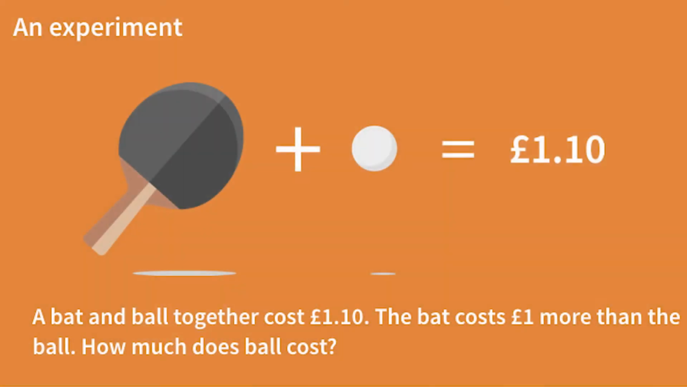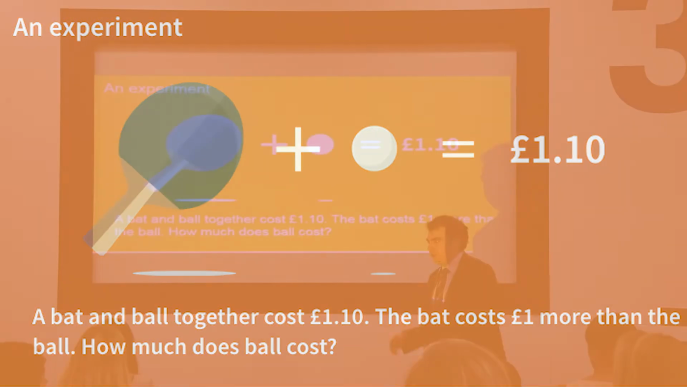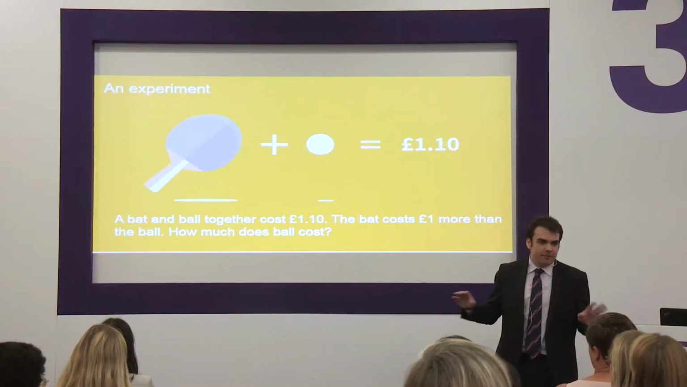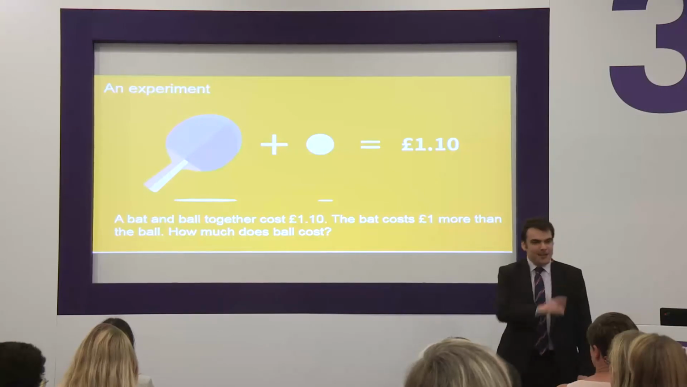So before I show you a couple of case studies, I just wanted to do a quick experiment. This is a maths question. A bat and a ball together cost £1.10. The bat costs £1 more than the ball. How much does the ball cost? So, in the front row. Anyone? 5p. They've seen it before.